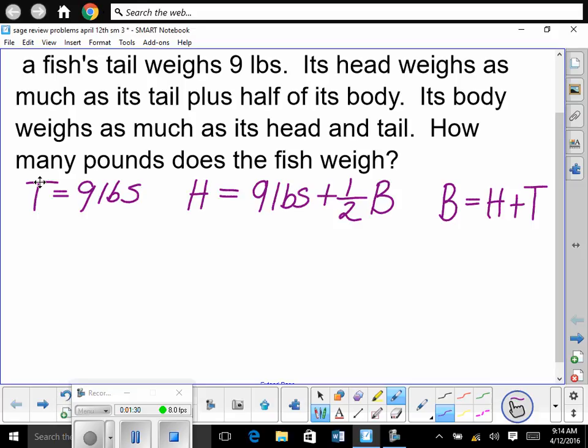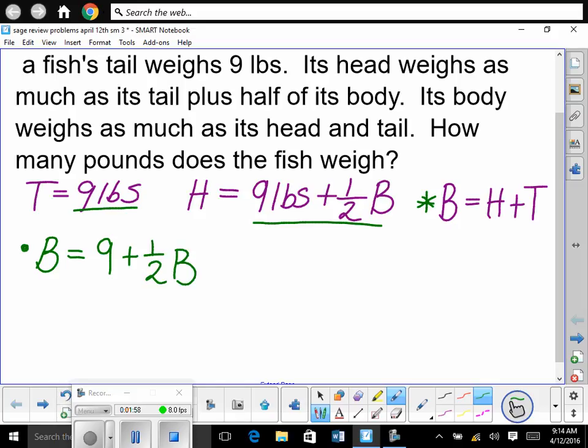So first of all, don't we know, we can plug these in anywhere. The way I'm going to do it is different than I did it on here. We know the body is head plus tail. So let's write a true statement. We know B is equal to the head, which is 9 plus 1/2 B, right? That's the head. Plus the tail, so plus 9.